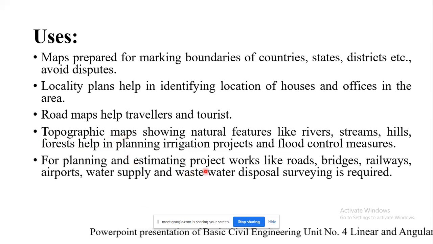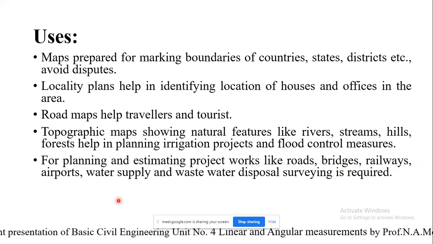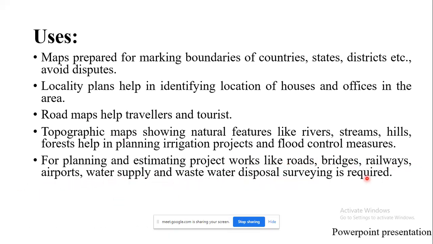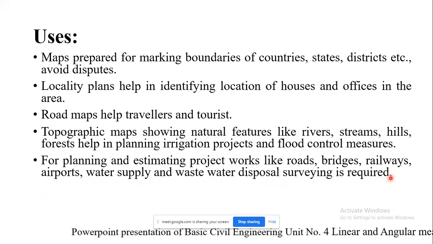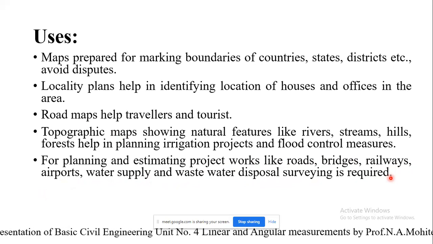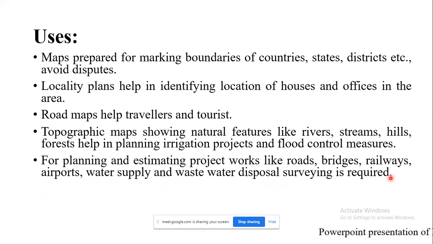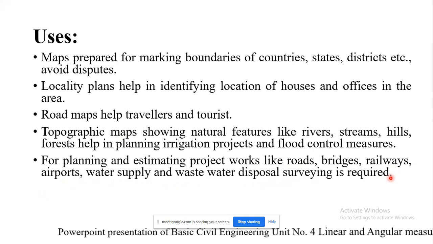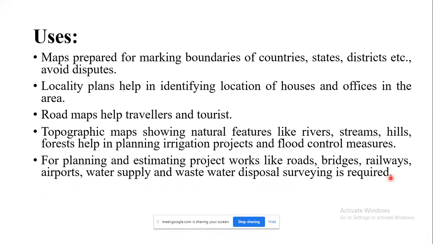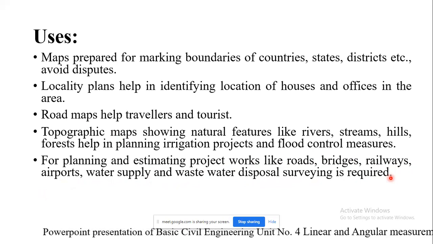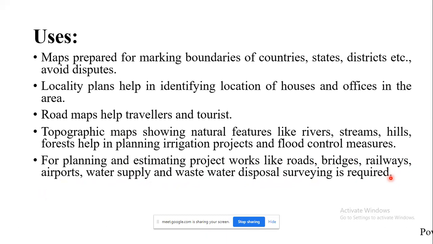Next, for planning and estimating project works like roads, bridges, railways, airports, water supply, and wastewater disposal, surveying is required. In order to calculate the distance of the road, do the estimation and planning, how much road is to be constructed, how much the width should be, whether it should be a single lane, double lane, or three lane, whether it should be a national highway and what its norms are, then where a bridge is to be located, railway alignment, airport, water supply, and wastewater disposal, for that purpose surveying is required.